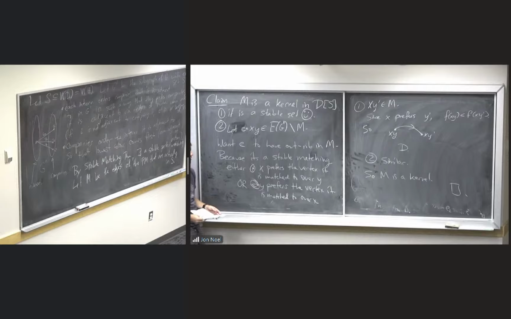Okay, it's a little bit tricky kind of thinking back and forth between the graph and the line graph, but other than that, I think it's not too bad. I think that's kind of a surprising application of this stable marriage thing, which is kind of cool.